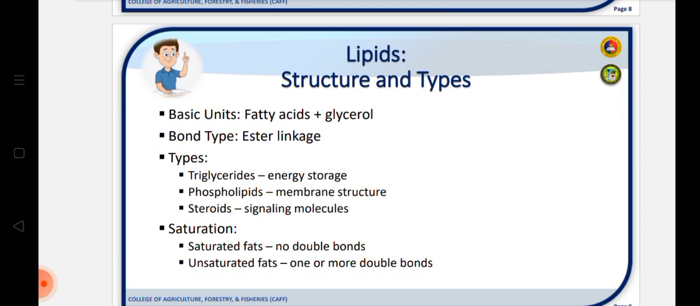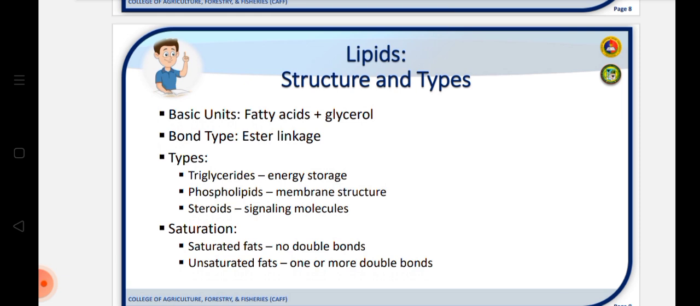Lipids are composed of fatty acids and glycerol. These components are joined by ester linkages. Okay, remember, carbohydrates earlier, they are formed through glycosidic linkages. Lipids, on the other hand, are joined by ester linkages. So this forms structures like triglycerides and phospholipids. Unlike carbohydrates, lipids are not built from repeating monomers, which gives them structural flexibility and functional diversity.